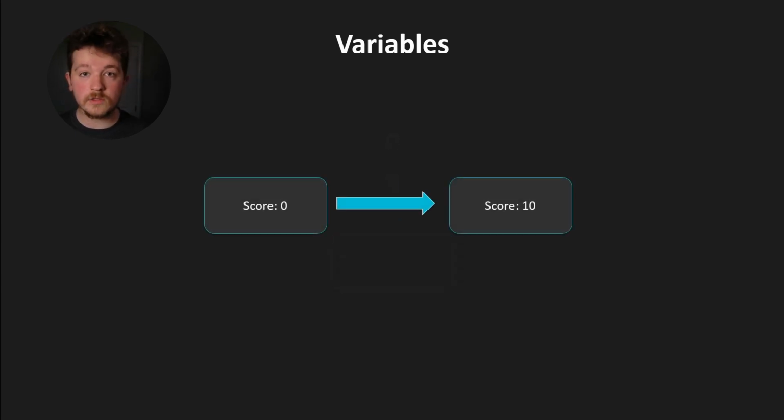So if the player earns 10 points, the program might take the current score, add 10, and store the updated number back in the variable. The important idea here is that the variable name stays the same, but whatever is inside of it can change. And that's where the word variable comes from. The value can vary. So let's take a look at an example.